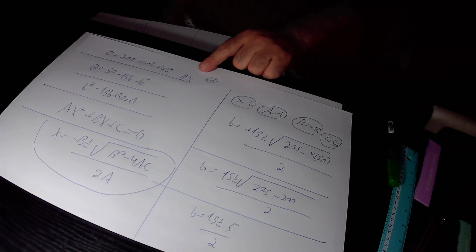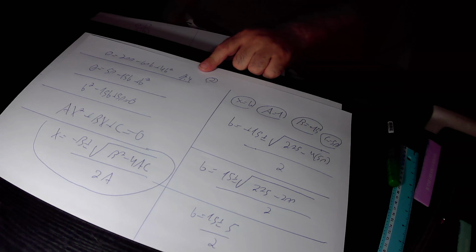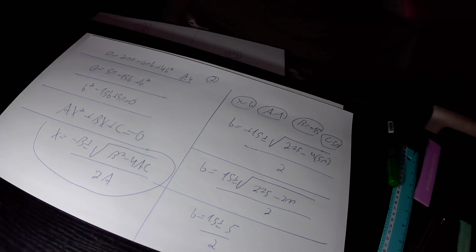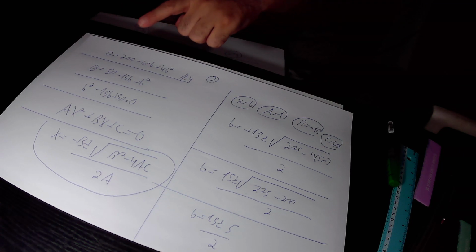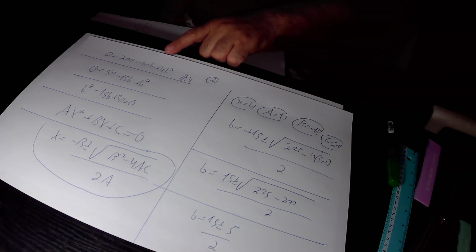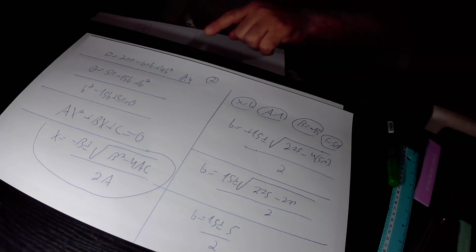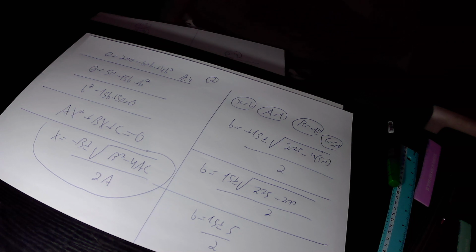Here we divide this equation by 4. And finally we find that 0 over 4 is 0. 200 over 4 is 50. Minus 60B over 4 is minus 15B. And 4B squared over 4 is B squared. So in total, B squared minus 15B plus 50 equals 0.